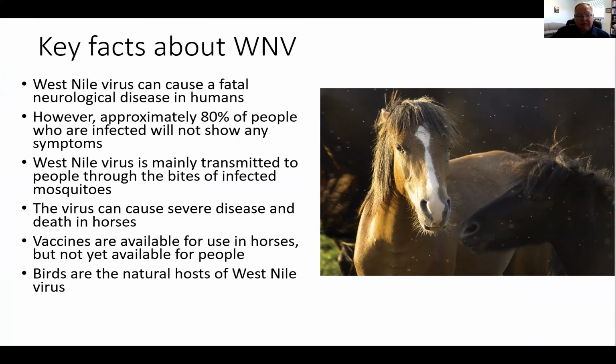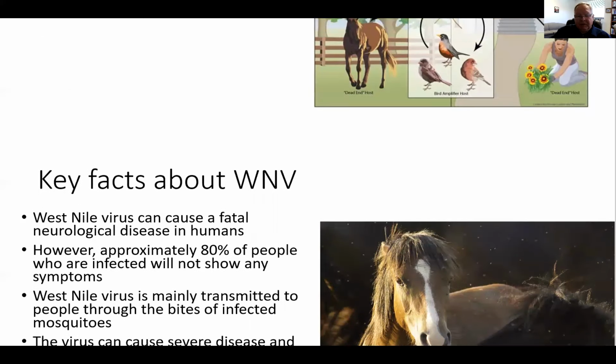West Nile virus is mainly transmitted to people through the bite of an infected mosquito. The virus can cause severe disease and death in horses. About 9 out of 10 horses will die if they get West Nile. There is a vaccination available for use in horses, but not available in people. Birds are a natural host to the West Nile virus.